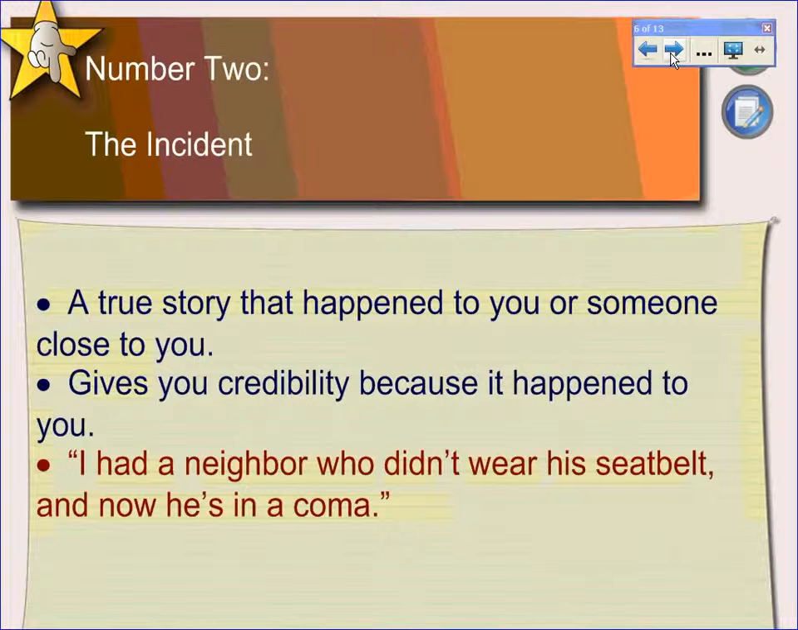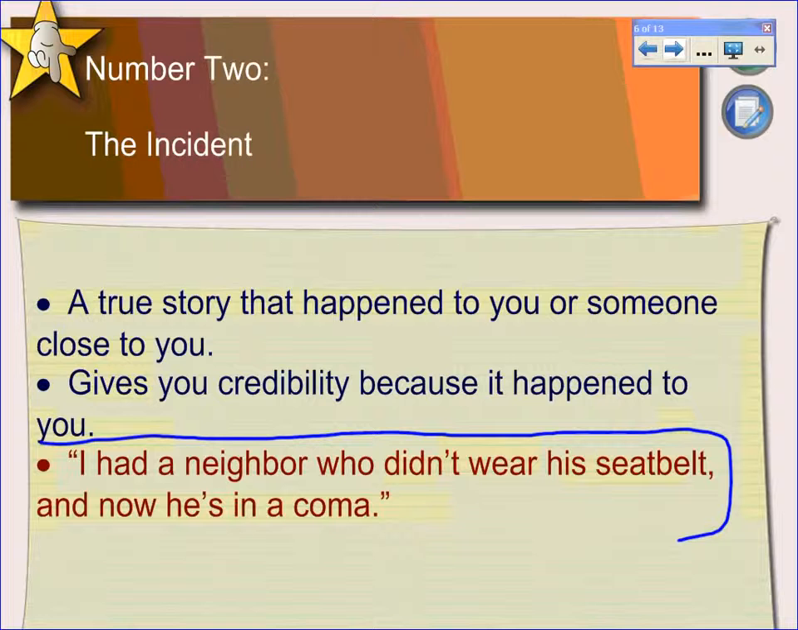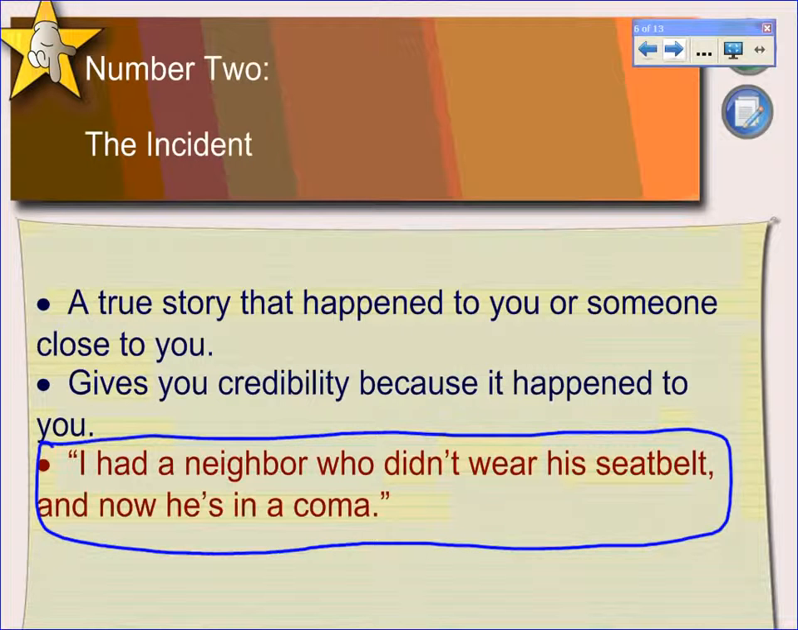So for example, we have this example here. I had a neighbor who didn't wear his seatbelt, and now he's in a coma. Serves as a very good introduction as to why you should wear your seatbelt, especially if it's true that you actually did have a neighbor that didn't wear their seatbelt. Now you've kind of hooked everyone into the paper. They want to find out the story. They want to find out what happened, and that instantly hooks them in.